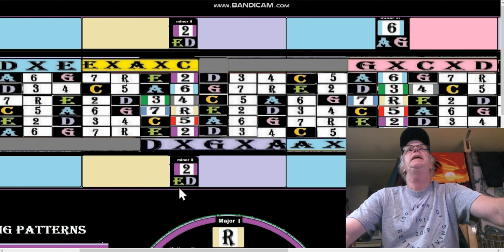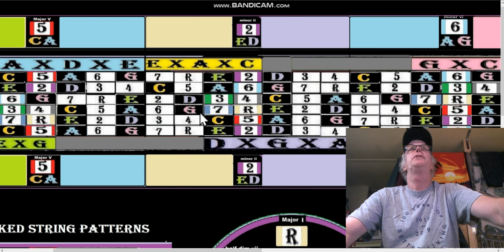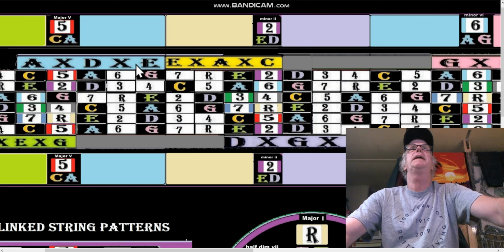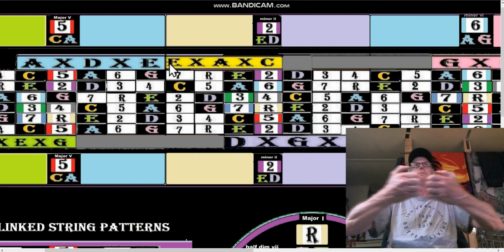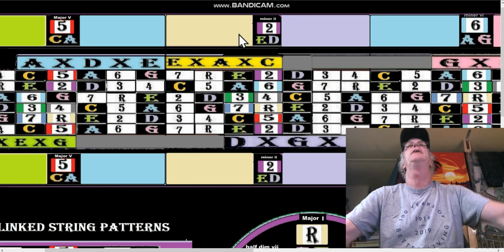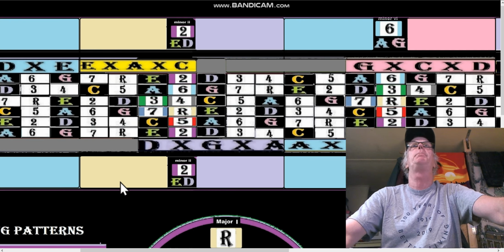Okay, looking at the ED cage, which is a fifth away from the A cage. So A to E is a fifth. E is the fifth of A. There's no shared notes between A and E. So right here now we have a clean part of the fretboard.